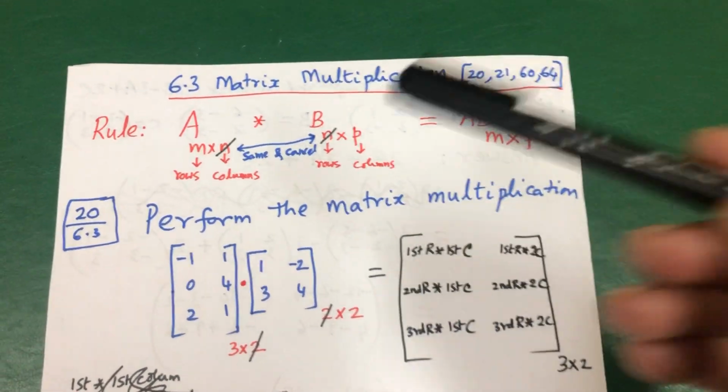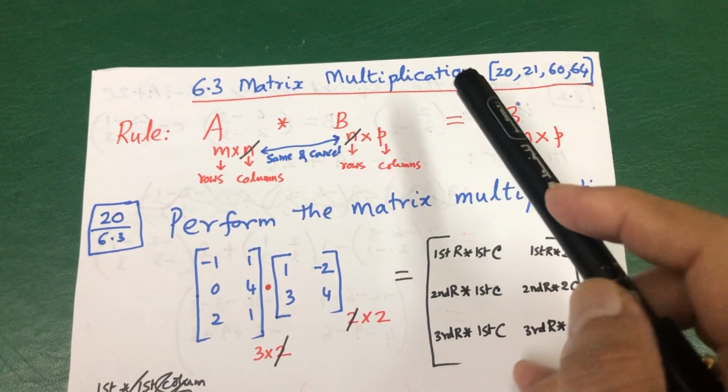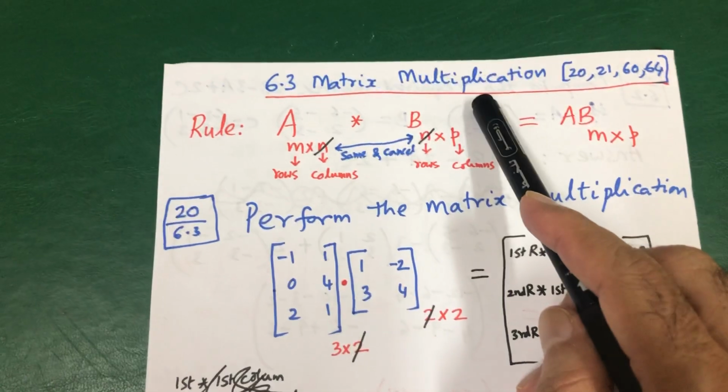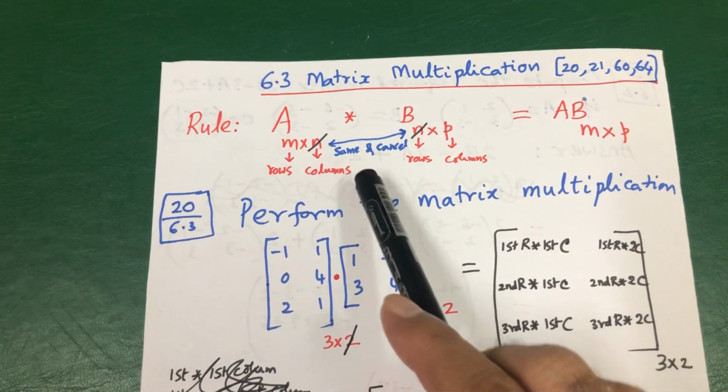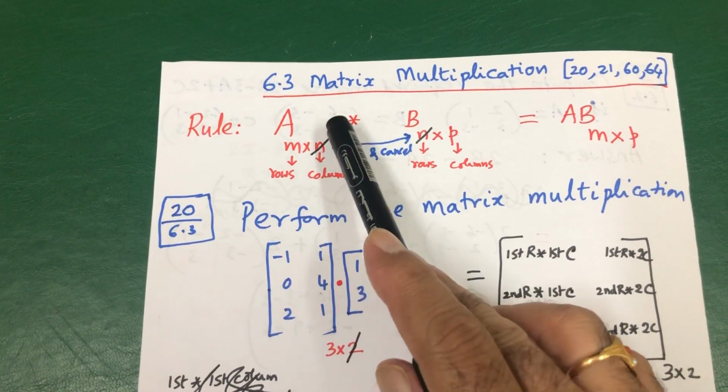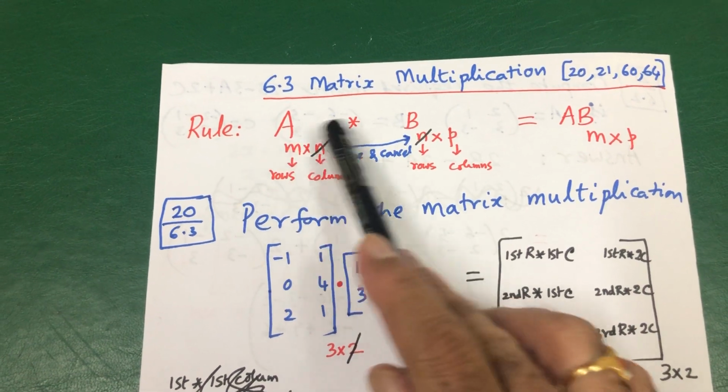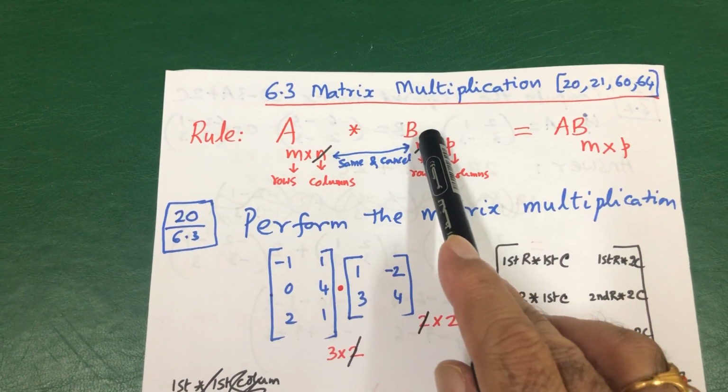Now let us start the next lesson, 6.3 matrix multiplication. Matrix multiplication is a little difficult, but we will try to do it. So here, A multiply B, two matrices were given, A and B. You want to multiply A multiply B.